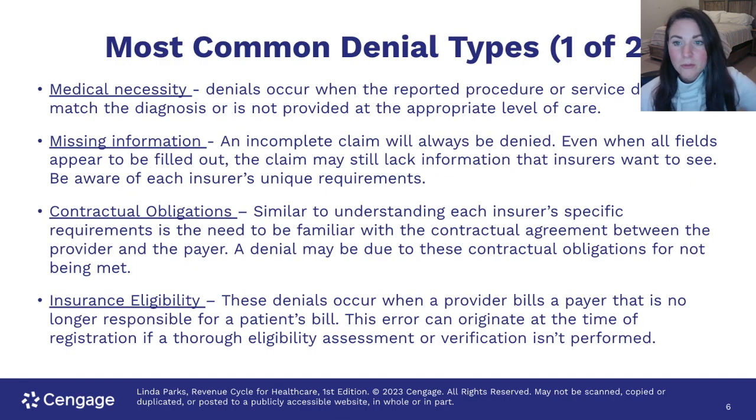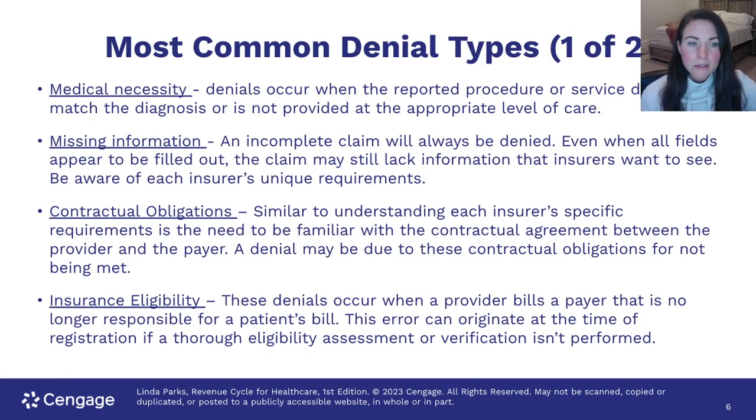All right, the first one is medical necessity. You've heard me say those words a lot by now. This type of denial happens when the procedure doesn't match the diagnosis, or it's not provided at the appropriate level of care. Missing information, so you have to make sure everything is on the claim that the payer requires, or it will just automatically be denied. So you never want to leave anything blank that's supposed to be there.